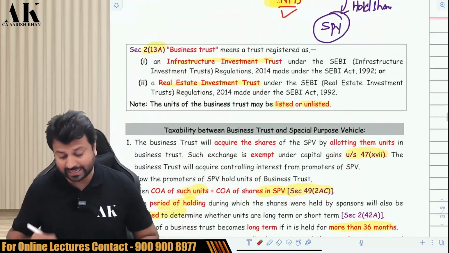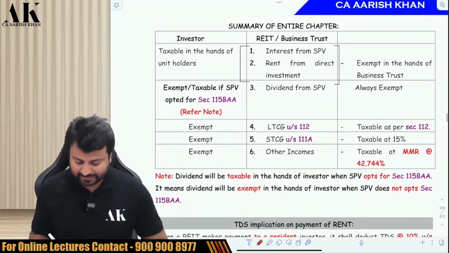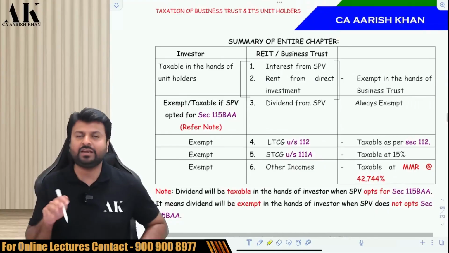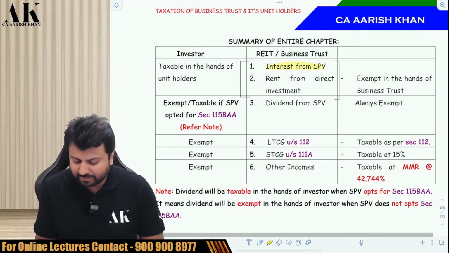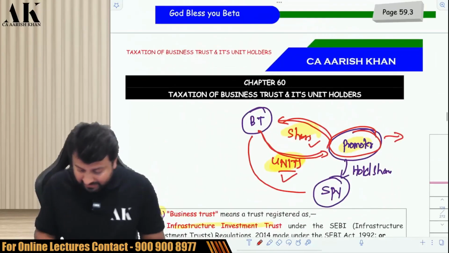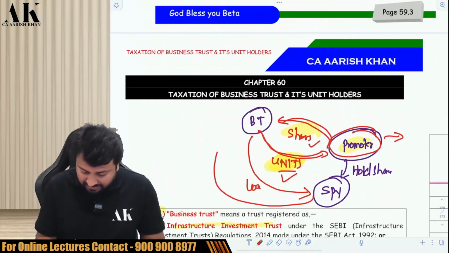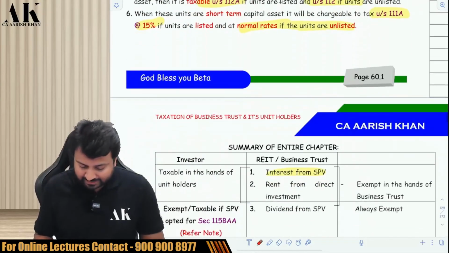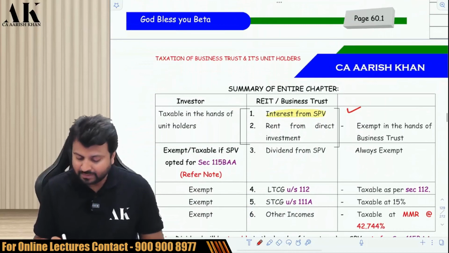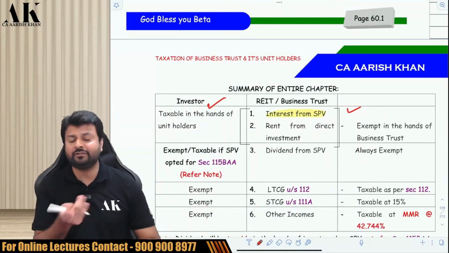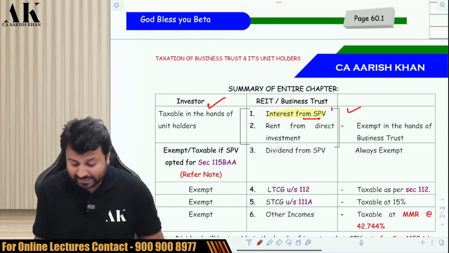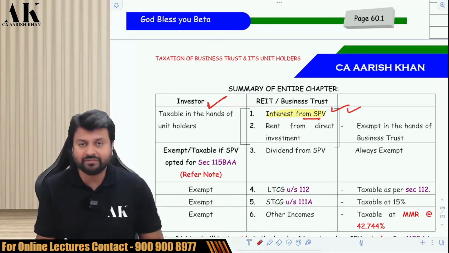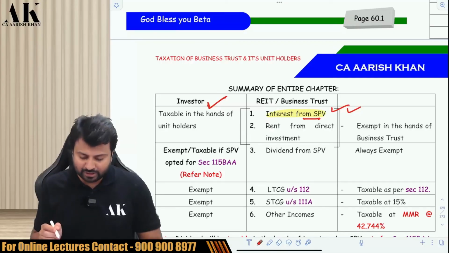Let's talk about the other aspects of the business trust. Now pay attention please. This entire summary will explain a lot of things over here. If the business trust is earning interest from the SPV, because the business trust will now give a loan to the SPV, so the business trust will also earn interest from the SPV. This interest is exempt in the hands of the business trust. But when it is given to the investor, it will be taxable in the hands of the investor. So this interest from the SPV is exempt in the hands of the business trust, but in the hands of the investor it is taxable, and because it is taxable you have to deduct TDS also.